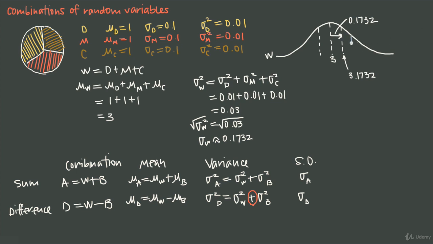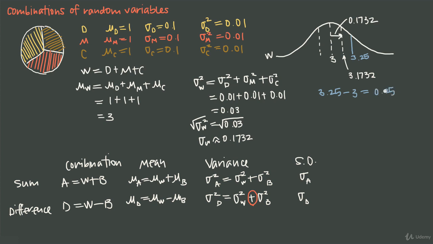So maybe that's somewhere right here, 3.25. We know that it's outside of the first standard deviation because the first standard deviation gets us all the way up to 3.1732. So what we want to do is look at the distance between 3.25, the value we're interested in, and the mean. So we say 3.25 minus the mean of 3 is equal to 0.25.